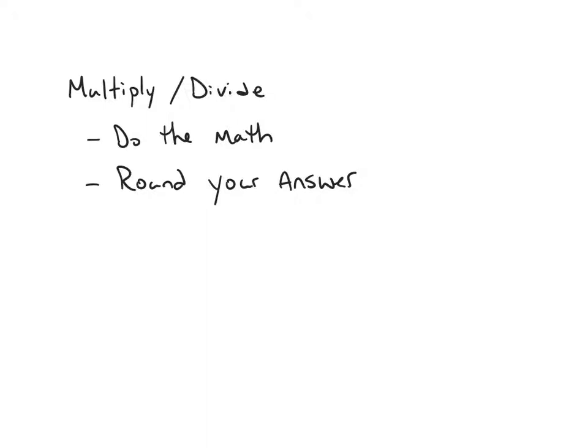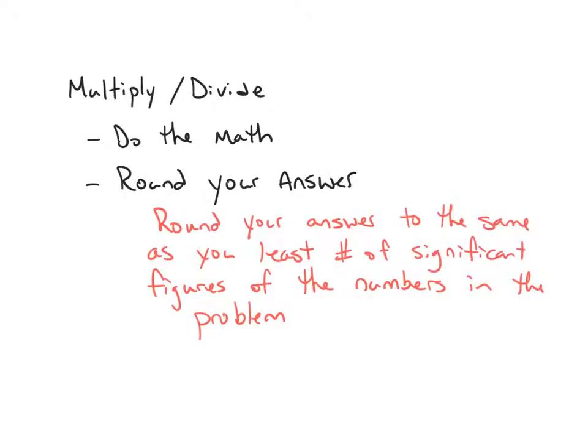So for multiply and divide, you start off by doing the math in your calculator and you hit enter. And then you're going to round your answer. But instead of rounding based on the place value, multiply and divide rounds on the basis of the lowest number of significant figures. So once you round your answer to the same as the least number of significant figures of the numbers in your problem, you will have your correct answer.